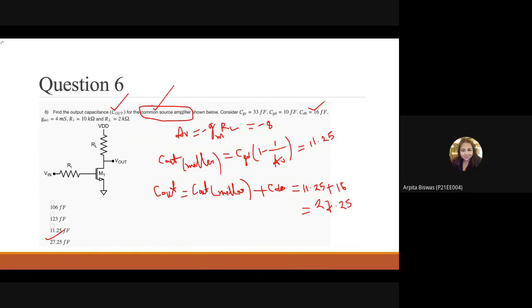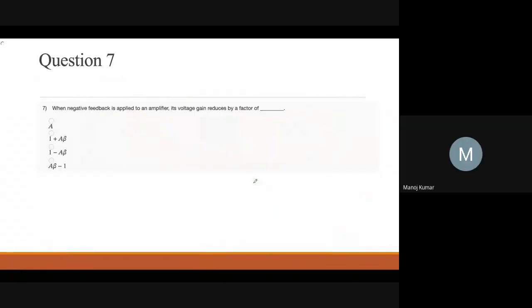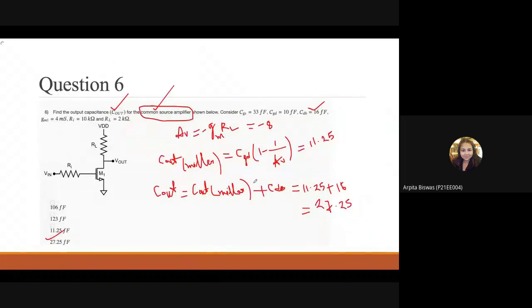For the common source amplifier, you have to at first find out the C output Miller, then find out the C output. Okay, ma'am. Thank you. Okay. And also see, this will also be present where you are going to calculate it, because C output Miller plus... one more question I am going to solve here where you have to find out C in.